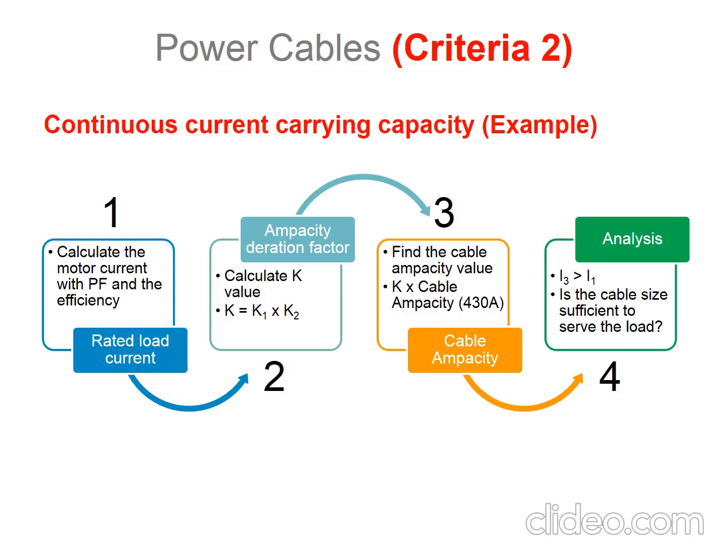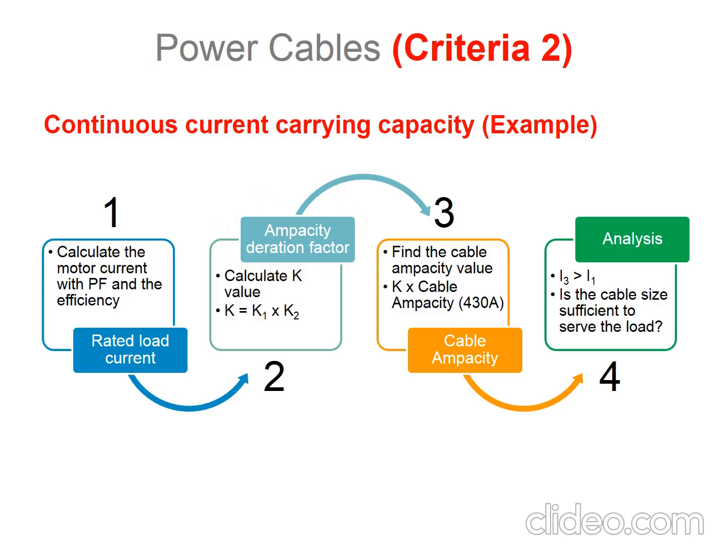This is the flow to know the size of the cable. The first step is to calculate the motor current with the power factor and the efficiency. By calculating the motor current, we know the rated load current. The second stage is to calculate the K value, using the equation K equals K1 times K2. Then we get the value of the ampacity derating factor.